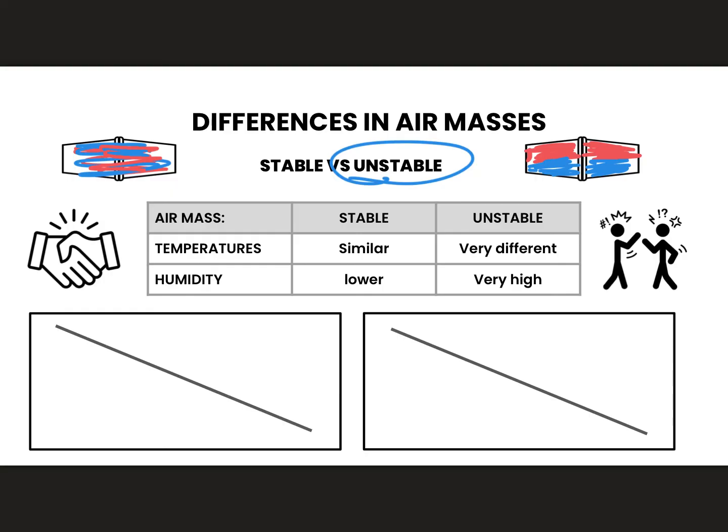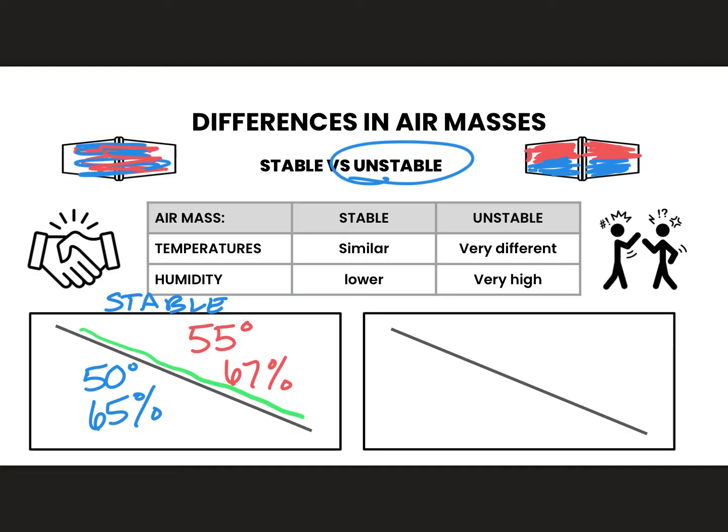So let's say in this stable air, let's say it has an air mass with 50 degrees and has some humidity that's at 65%. And the slightly warmer side has a temperature of 55 and humidity at 67%. Not that much of a difference. So if this were actually a front coming through, then you see that it would mix pretty easily and you wouldn't have that severe weather.